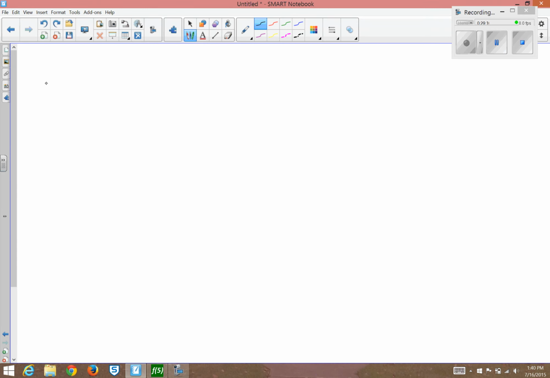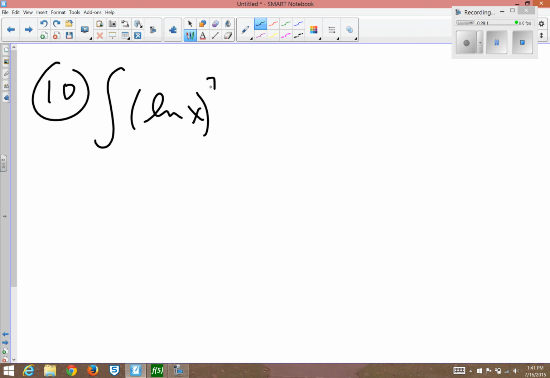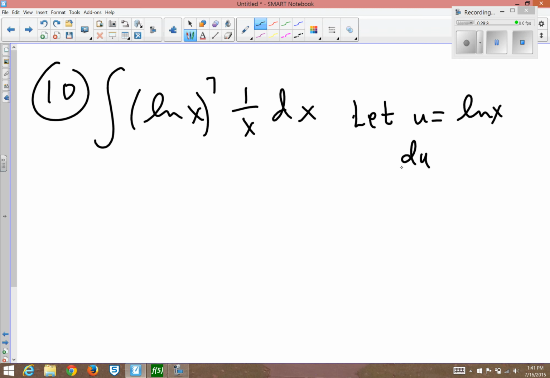Here's another example. Number 10 on page 443. The integral of the natural log of x raised to the 7th times 1 over x dx. So what I said in the last one is let u equal something. Then get the derivative of u with respect to x. Hopefully you remember that the derivative of the natural log of x is 1 over x. Multiply both sides by dx, so du equals 1 over x dx, which is exact.